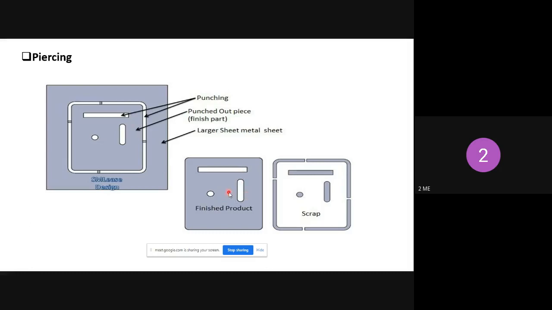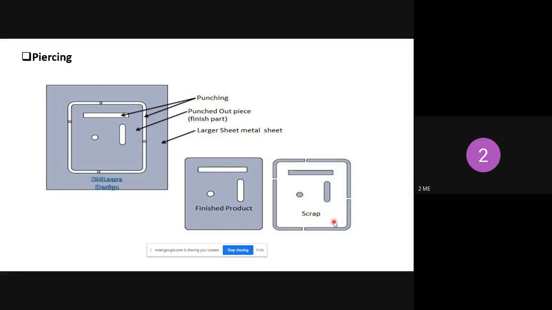Here the difference between piercing and blanking is this. In blanking we remove a certain part, and that removed part is called useful work. But in piercing the process is similar, but the removed part is called scrap. That is the main difference between the blanking and piercing operations. The procedure is the same.